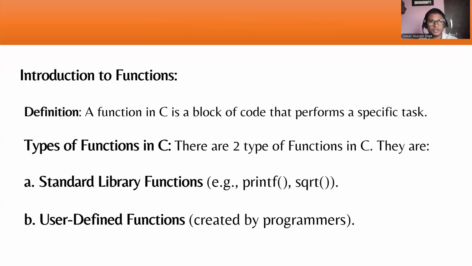Here we can see the introduction to functions. Definition: a function in C is a block of code that performs a specific task. Types of functions in C. There are two types of functions in C. They are standard library functions, for example printf, sqrt, and user-defined functions created by programmers.